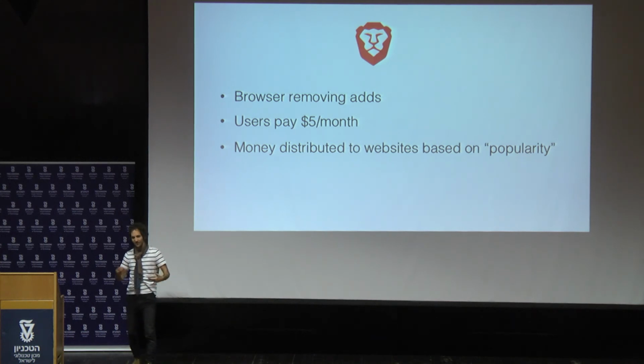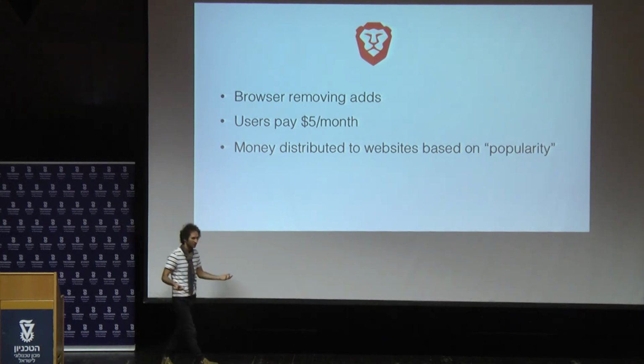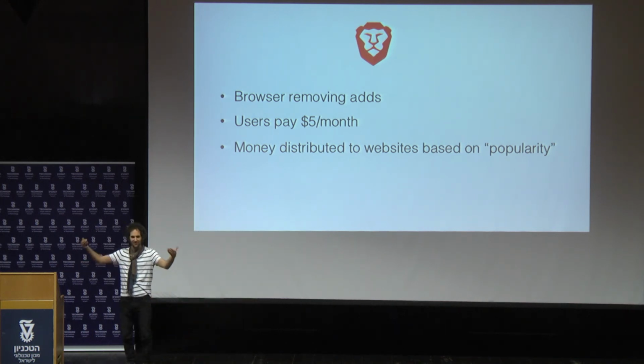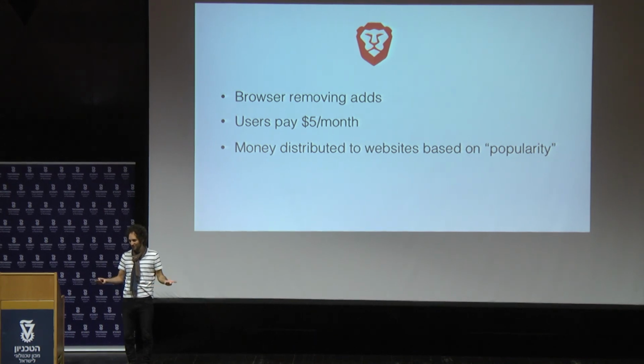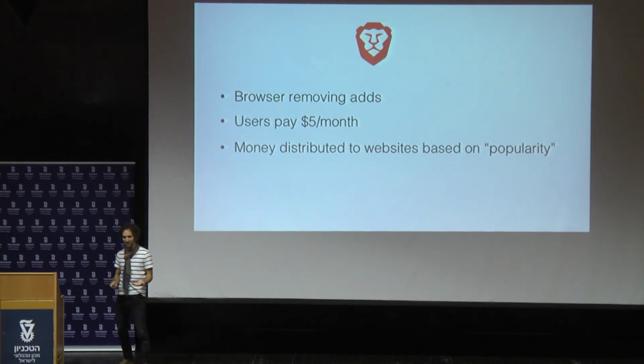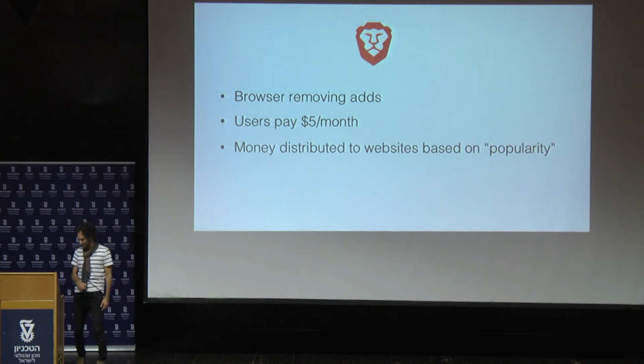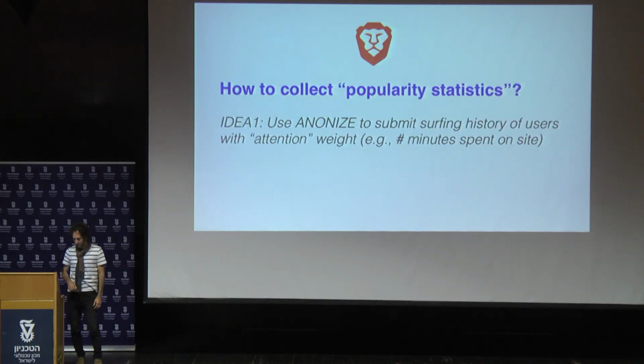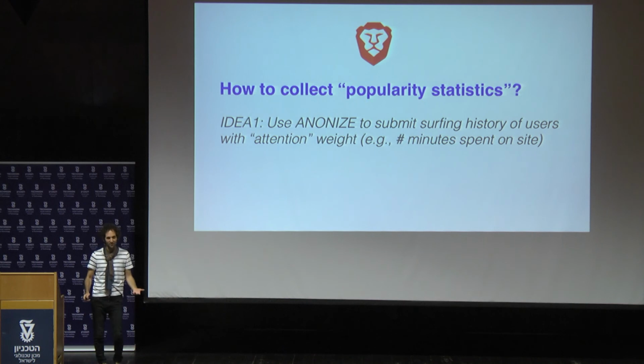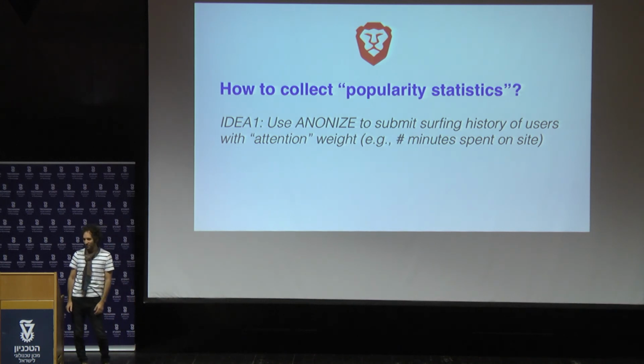Now, Brave is a lot about respecting the privacy of the users. So how can you do it? Because one approach would be to just submit to Brave all the websites I'm going to, but that's not great, because then I'm revealing everything that I do. So how can we do it? Well, one approach would be to just use Anonize to anonymously submit all the websites you go to. Is this good?